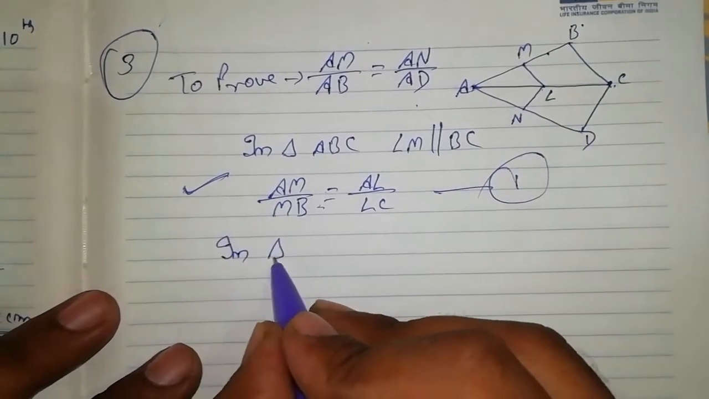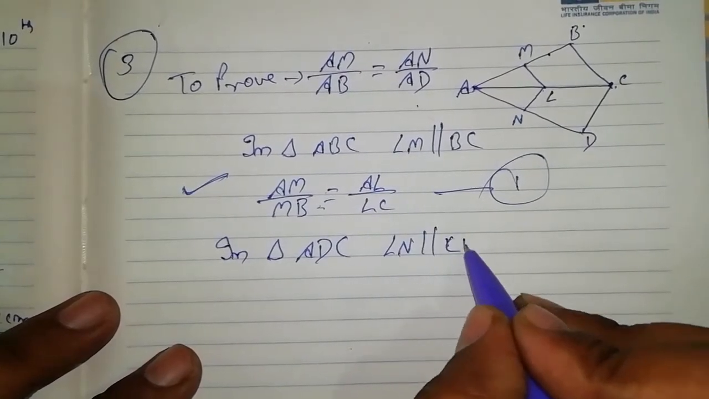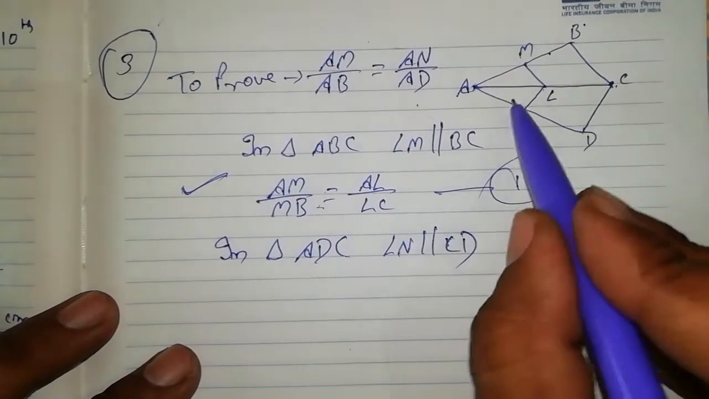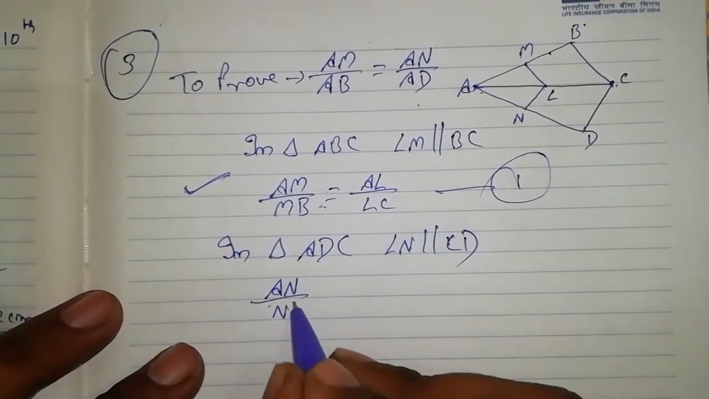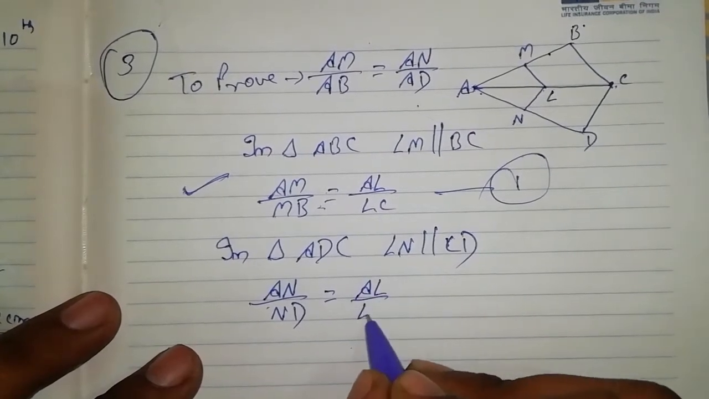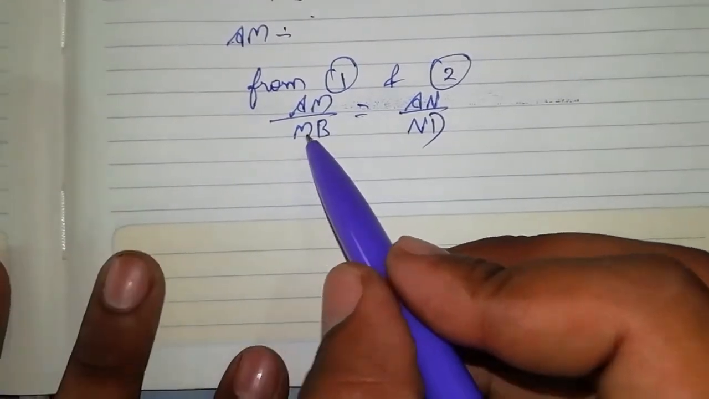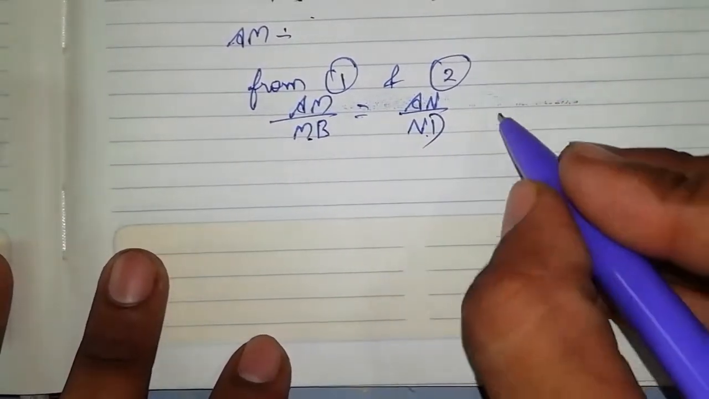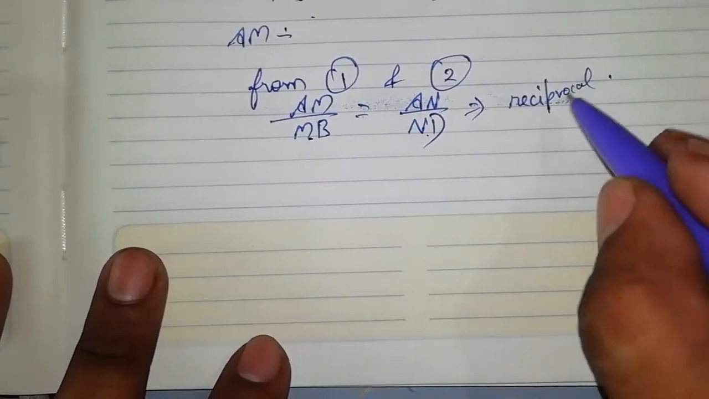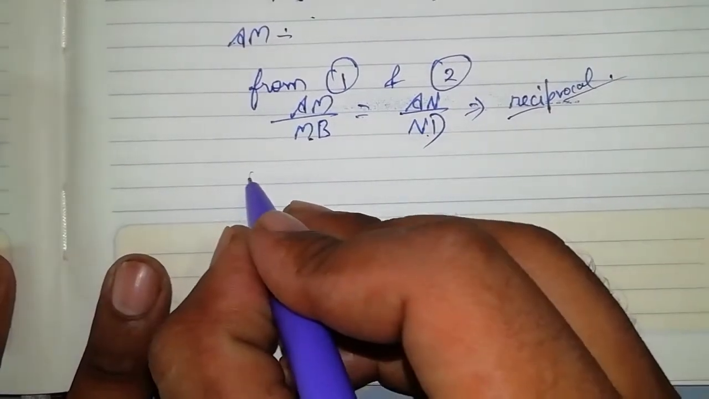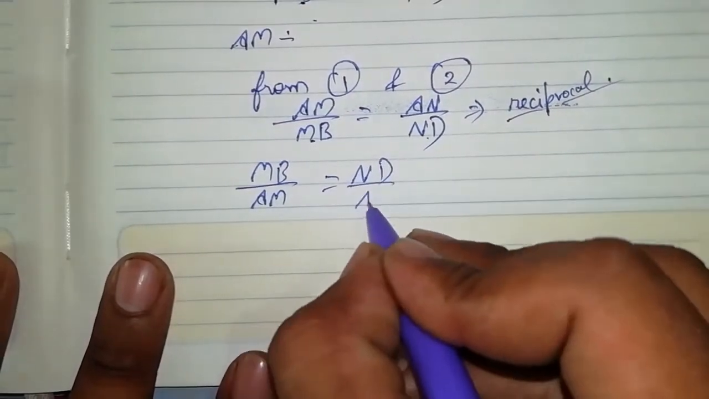Now we will take triangle ADC. Here LN is parallel to CD. This line is parallel to this line, meaning they divide in the same ratio. So we can say that AN upon ND equals AL upon LC. This is the second equation. By these two equations we get AM upon MB equals AN upon ND. From here we will just take the reciprocal. So we will have MB upon AM equals ND upon AN.